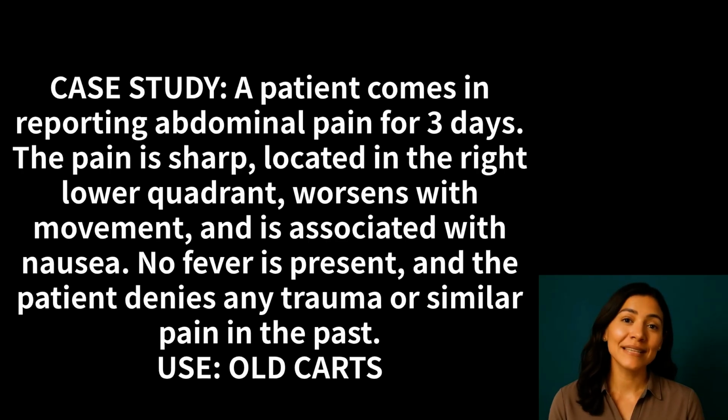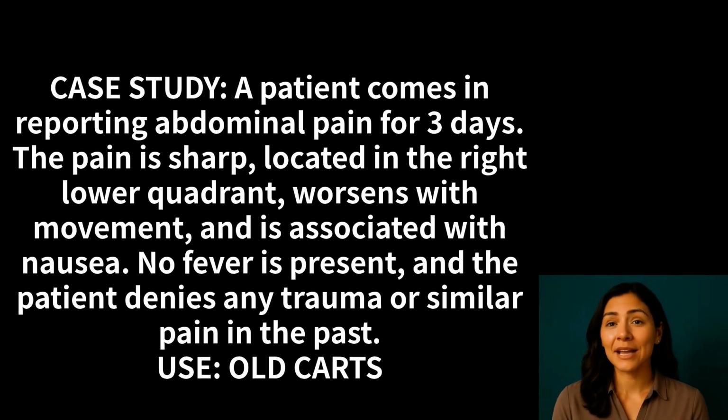Now let's break down each element. For onset, we can clearly identify when this started, 3 days ago. This is important because acute onset can suggest different conditions than chronic pain. Looking at location, the pain is specifically in the right lower quadrant. This is a crucial detail that can help narrow down our differential diagnosis. For duration, we know this has been a constant issue for 3 days, showing this isn't a transient problem.